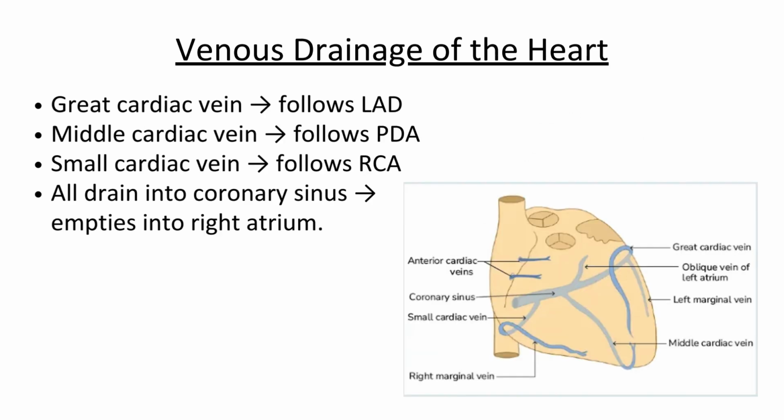The heart doesn't just need blood. It needs to drain it too. Venous drainage occurs through 3 main veins. The great cardiac vein runs with the LAD. The middle cardiac vein parallels the PDA. The small cardiac vein accompanies the RCA. All these veins drain into the coronary sinus, which is a large venous channel that ultimately empties directly into the right atrium. Knowing these relationships helps understand post-MI complications, especially when discussing venous congestion or right-sided pathology.